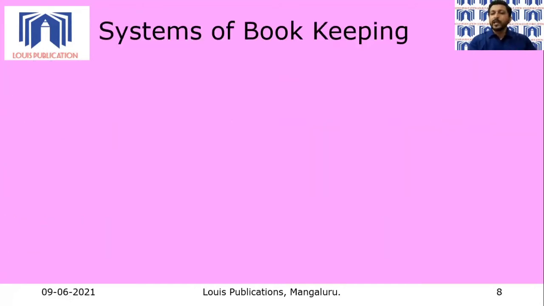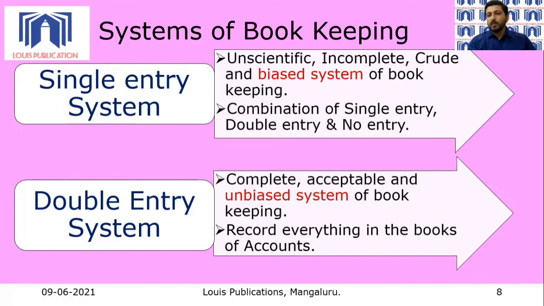Now we come to the second topic of today's session, and that is systems of bookkeeping. As we have understood, there are two systems of bookkeeping. One is called the single entry system of bookkeeping, and the second one is the double entry system of bookkeeping. When I say single entry system, there is nothing much to discuss about this because this system is unscientific, it is incomplete, it is a crude method, or you can say a biased system of bookkeeping.